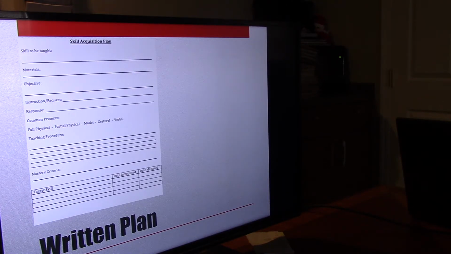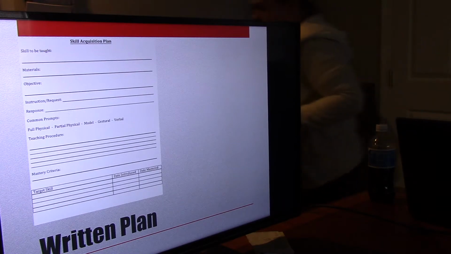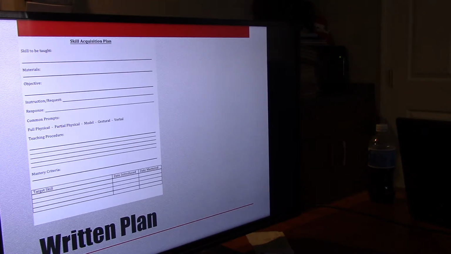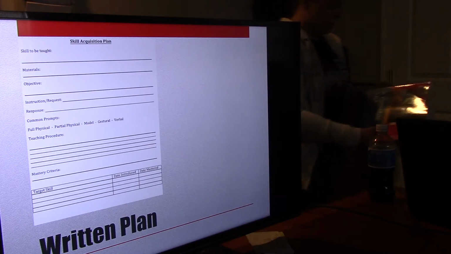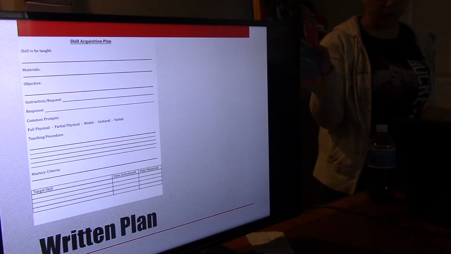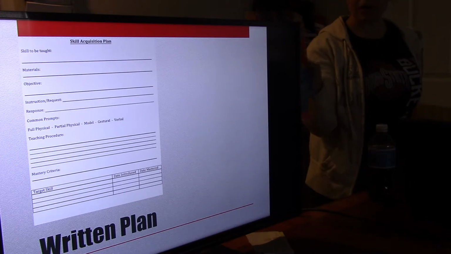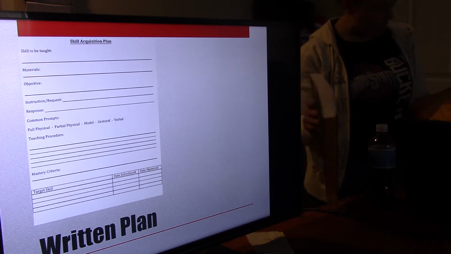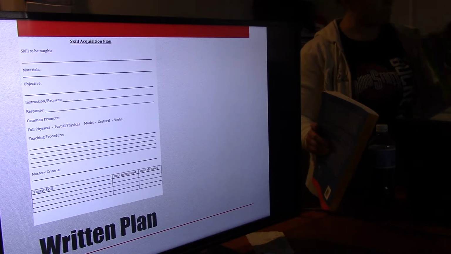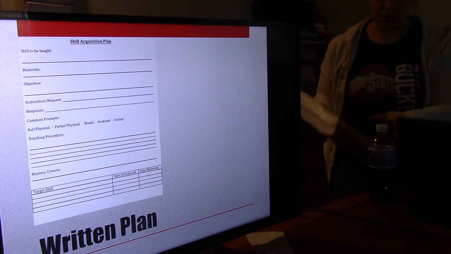Okay, so this is a skill acquisition plan. However, we spent money to buy the skill acquisition program, so that I don't have to come up with this all on my own. It's hard enough going through these books and deciding which ones are appropriate for them. This one is for developmentally 1 through 4, so most of our kids' programs come out of this book, and some of them come out of this one, which is 3 through 5. That's where their programming comes from.